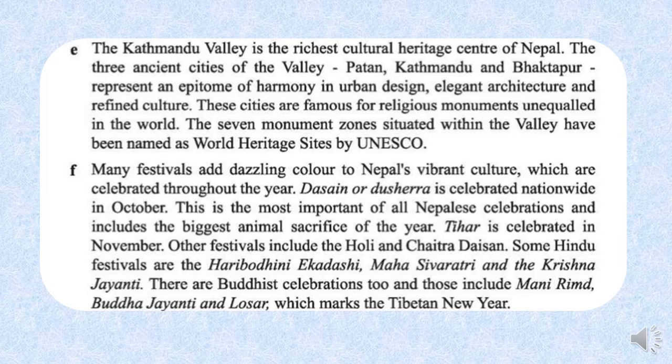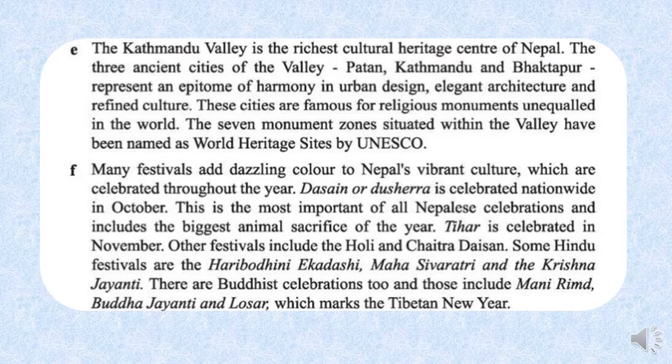Paragraph E. The Kathmandu Valley is the richest cultural heritage center of Nepal. The 3 ancient cities of the valley, Patan, Kathmandu and Bhaktapur, represent an epitome of harmony in urban design, elegant architecture and refined culture. These cities are famous for religious monuments unequaled in the world. The 7 monument zones situated within the valley have been named as World Heritage Sites by UNESCO.